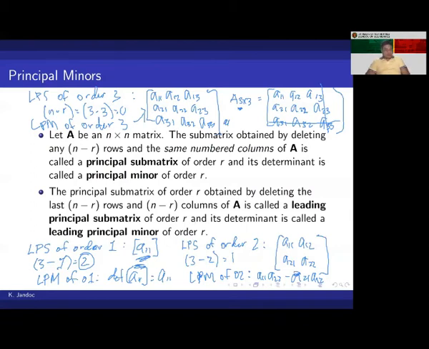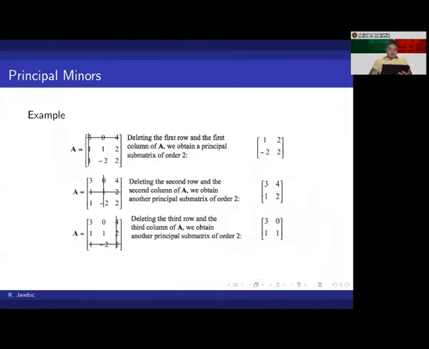So, don't be confused. The principal submatrices are obtained by deleting the same numbered rows and columns, while the leading principal submatrices are obtained by deleting the last n minus r columns and rows. Okay, so now let's go to an example.